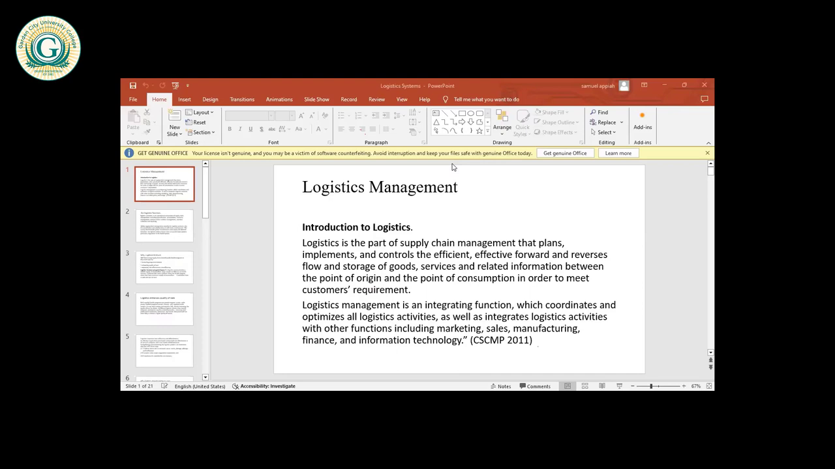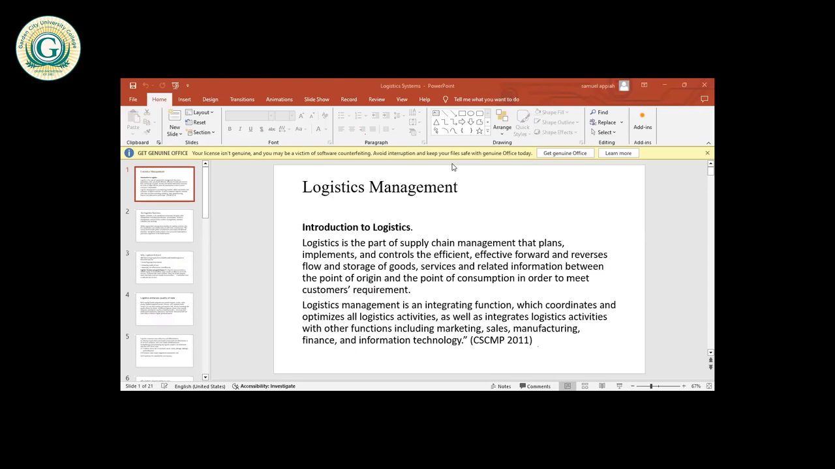So we realize that the logistics function mostly deals with distribution, transportation, warehousing, and storage of goods. In this case, we're looking at logistics management. It is the part of supply chain management that plans, implements, and controls the efficient, effective forward and reverse flow and storage of goods, services, and related information between the point of origin and the point of consumption in order to meet customers' requirements. That is the lengthy definition of logistics management.